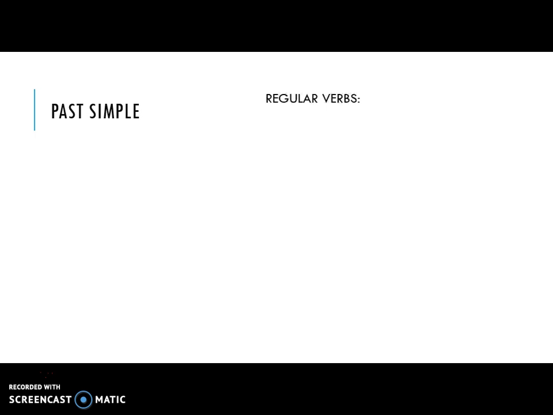So let's form the past simple. We have regular verbs and irregular verbs. Some examples of regular verbs are love, loved, learn, learned, watch, watched. In each example, we use ed. This is why they're regular. Ed endings mean it's past simple. Pretty simple, right?